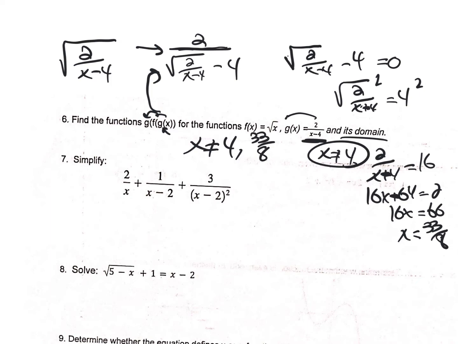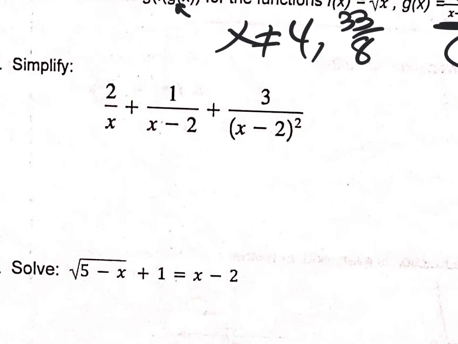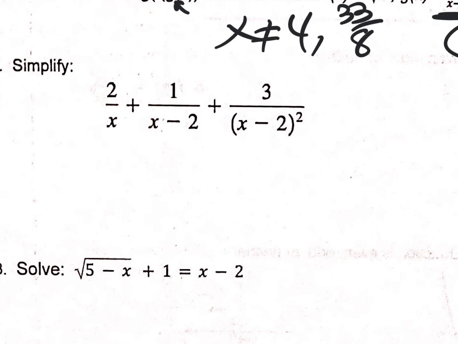Okay, let me change colors here, go to number 7. Number 7, simplify, which means just add the fractions up. You need to find the LCD. Remember, the LCD is every single factor. The only two factors are x and x minus 2. But because one of the x minus 2's is x minus 2 squared, that's the one you have to use. So I'm going to go x minus 2 squared right there.